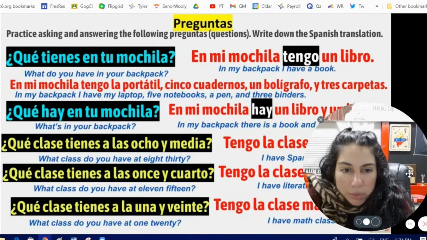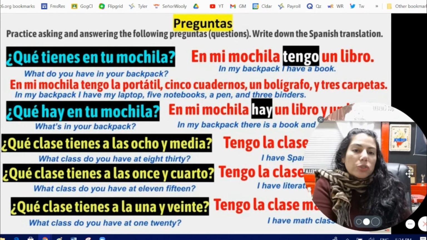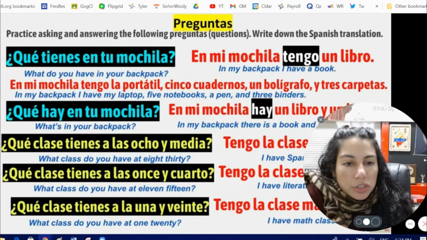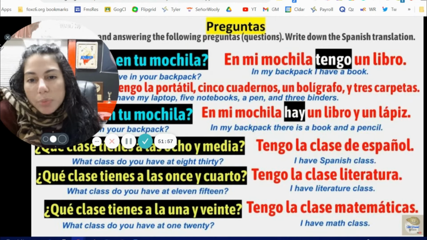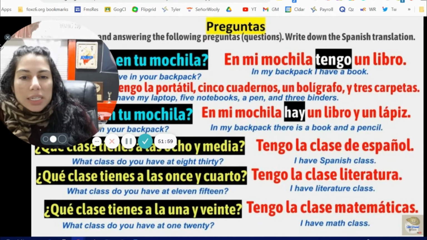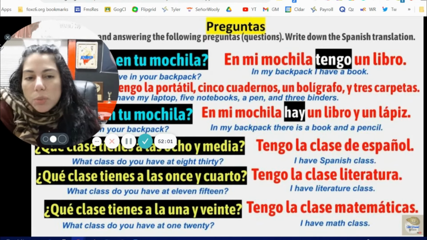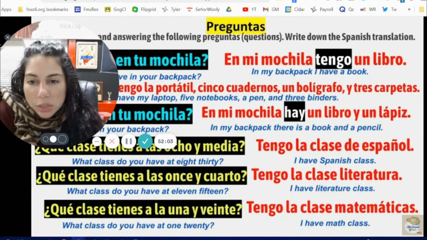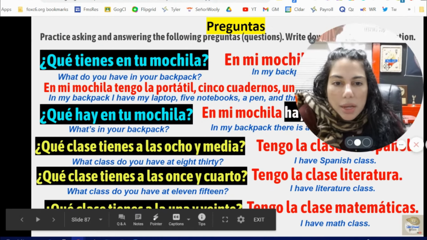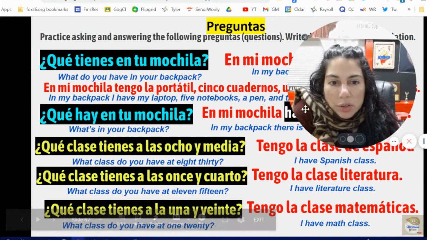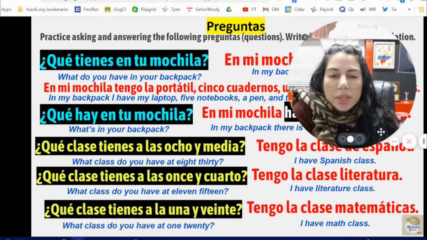So, ¿qué hay en tu mochila? Then you would use the same hay to answer. So you would say, en mi mochila hay un libro y un lápiz, o en mi mochila hay 5 cuadernos, un bolígrafo, 3 carpetas, or whatever. Okay, so it's the same way. You just, instead of saying tengo, you would say hay.